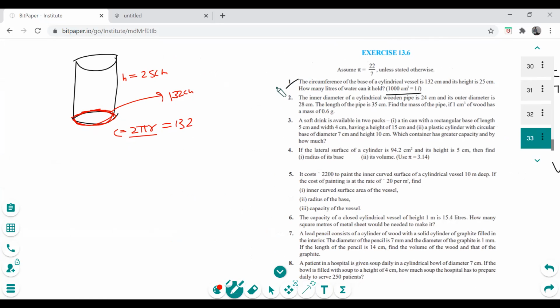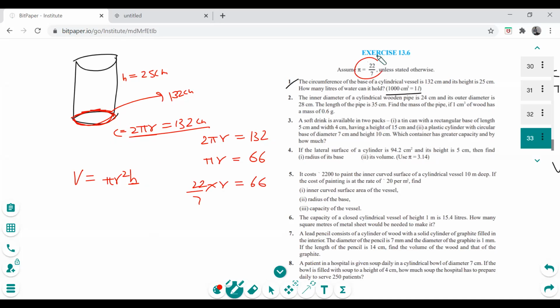First, let's calculate in centimeter cube. Later on, we will convert it into liters. For the volume, I need pi r square h. H is here, but r is not here. So I will calculate r in order to plug in the values. Using the given equality, 2 pi r equals 132, so pi r is 66. Plug in the values for pi. If it is not stated otherwise, pi will be 22 by 7. Cross multiply 7 and 22. 22 times 3 gives me 66. So r is 21 centimeter.